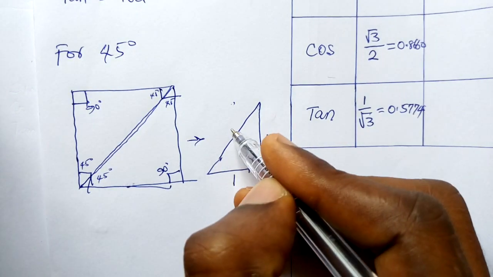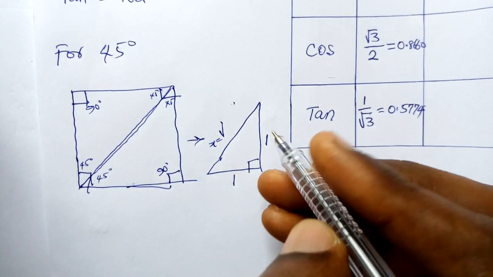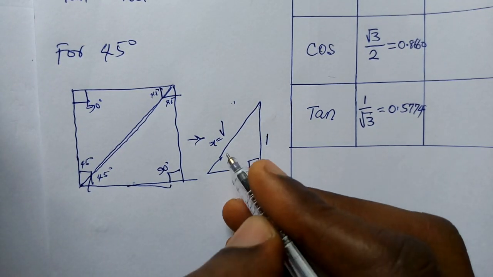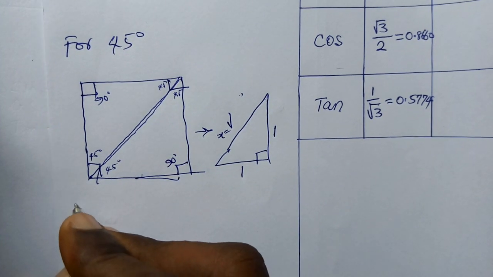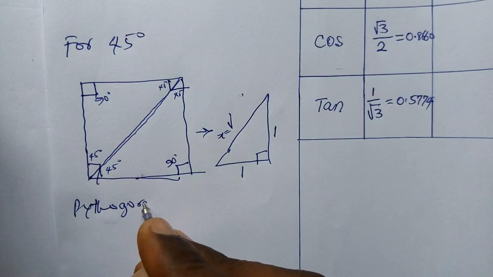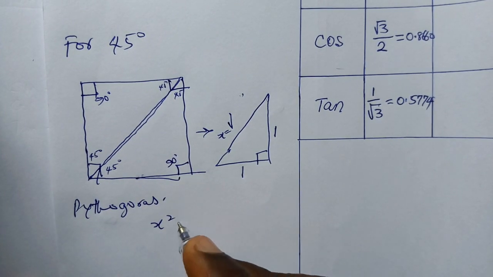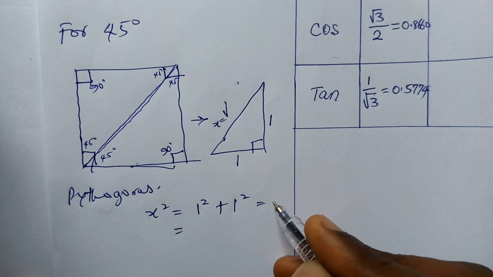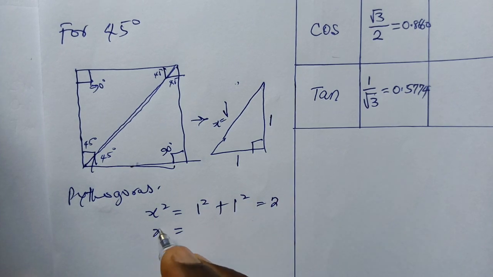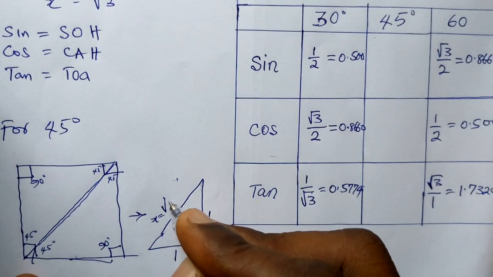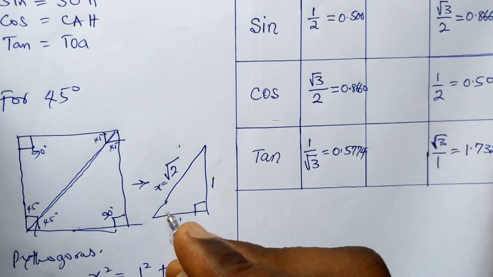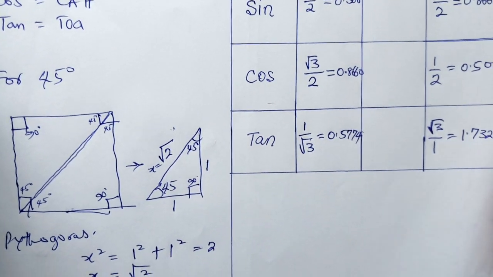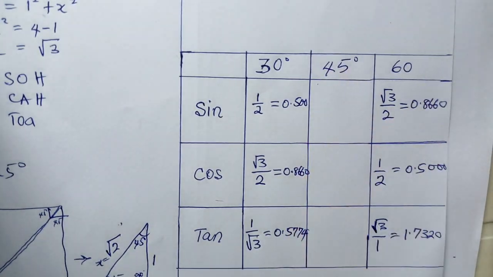Here the sides are 1, 1 and x. In order to find x, we also use the Pythagoras theorem. So we have that x squared is equal to 1 squared plus 1 squared, and that is 1 plus 1, 2, which means that x is equal to root 2. So here you write root 2. So remember, here is 45, here is 45. So you can use any of the 45 degrees to fill in these boxes.